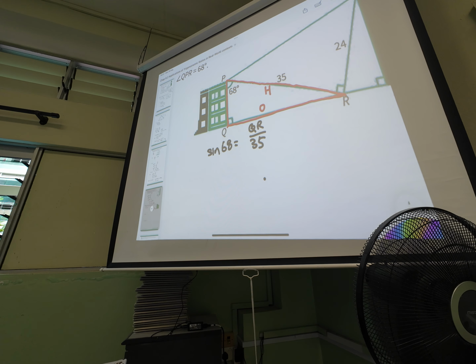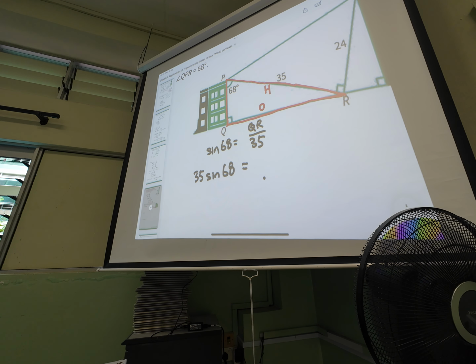You look at the angle and then you tell me it's right there on the outside. Sorry lah, that's right.